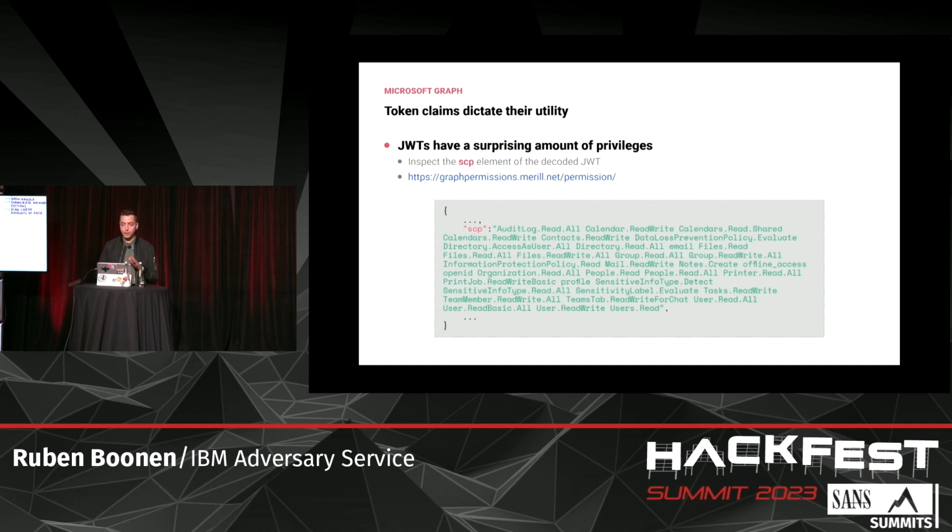Now, it may not always be clear what these do, but I included the link on the slide, graph permissions, the Merrill.net, which has really good detail on all of these: what they are, which applications they're used for, where they apply. So my recommendation is to reference that.